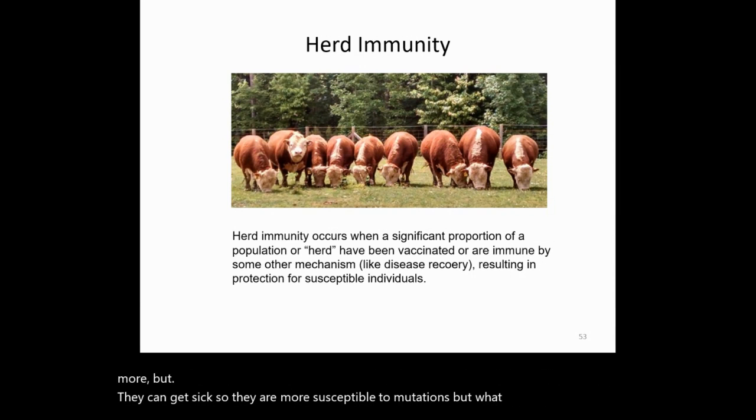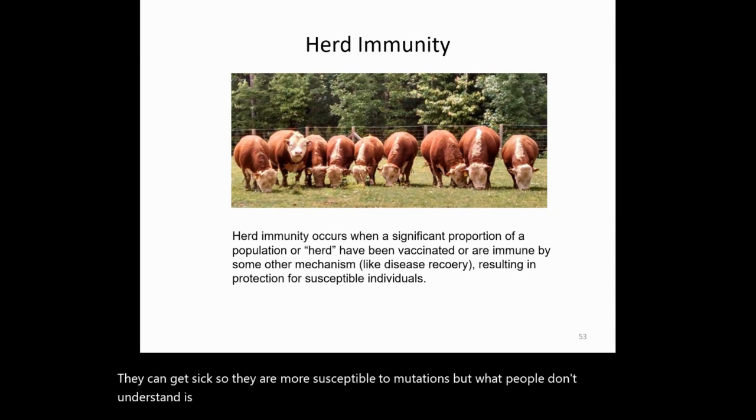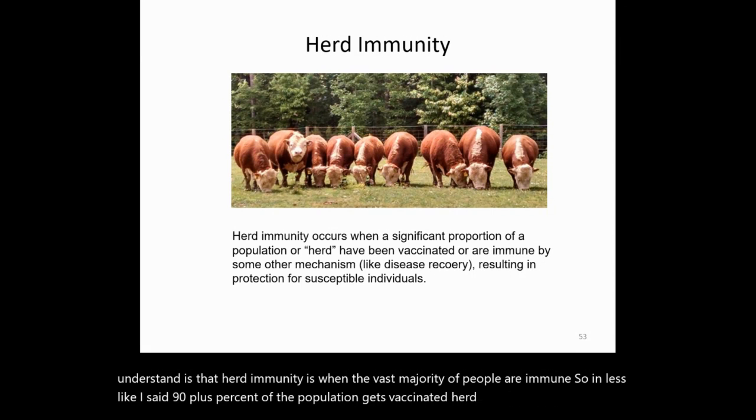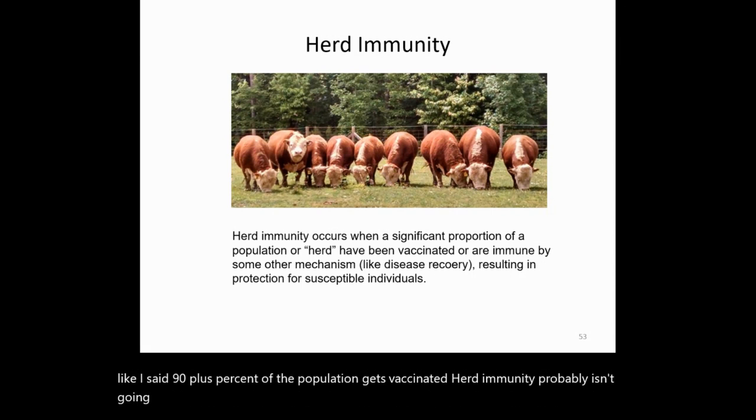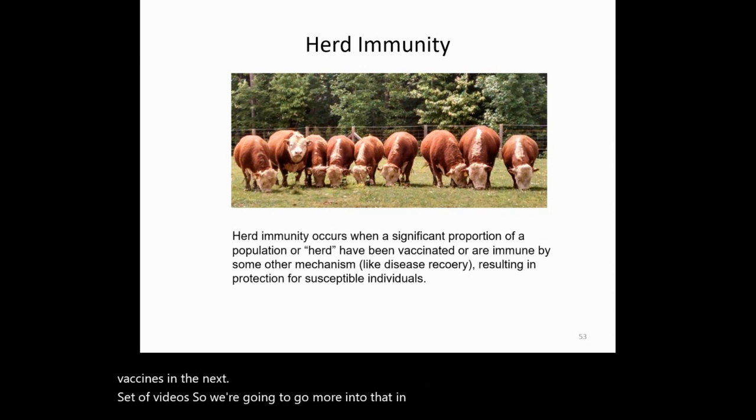But what people don't understand is that herd immunity is when the vast majority of people are immune. So unless, like I said, 90+% of the population gets vaccinated, herd immunity probably isn't going to happen anytime soon. So just something to keep in mind. We are talking about vaccines in the next set of videos. So we're going to go more into that and more into herd immunity.